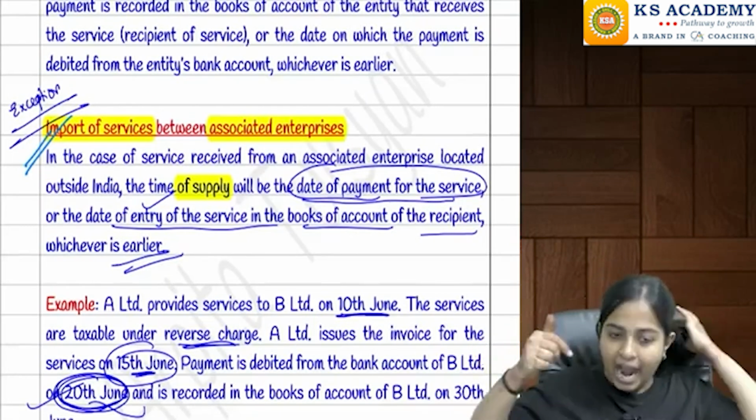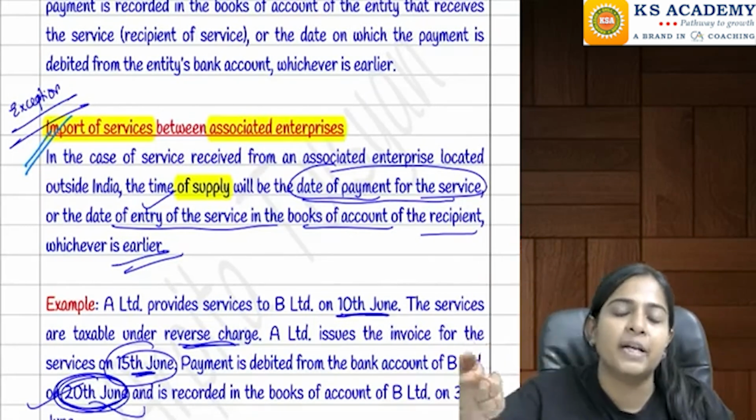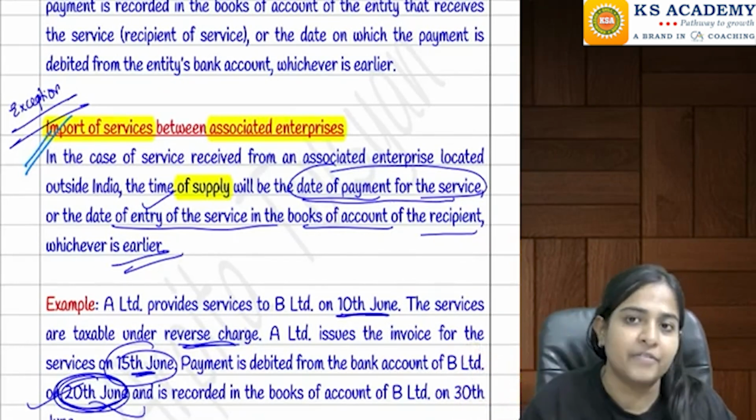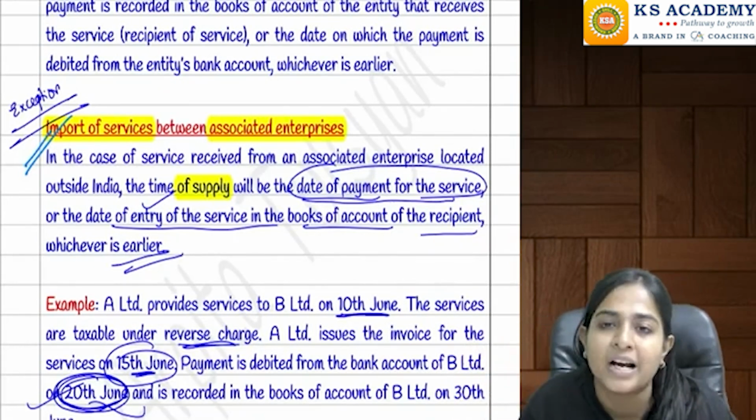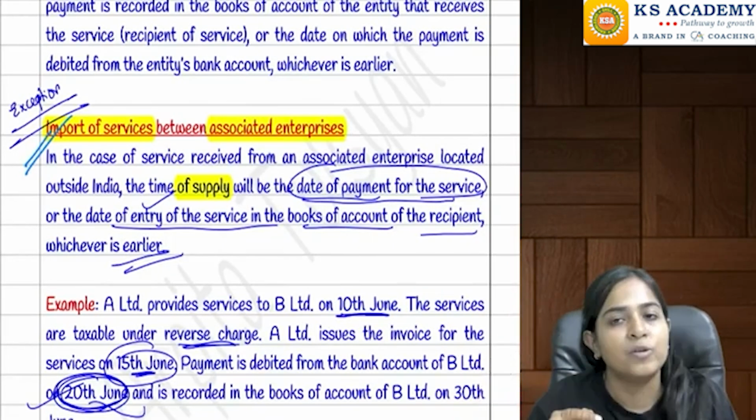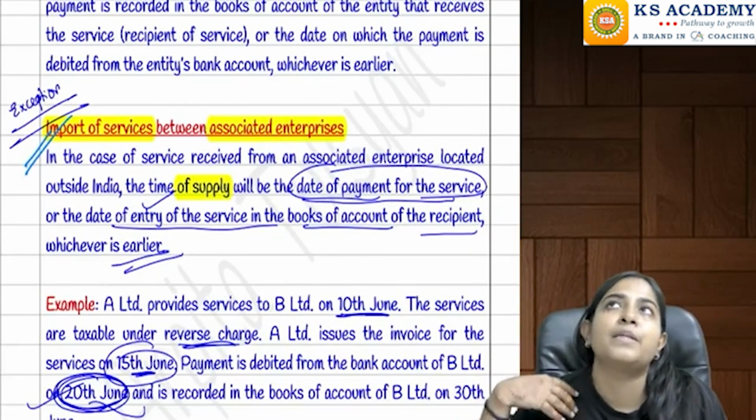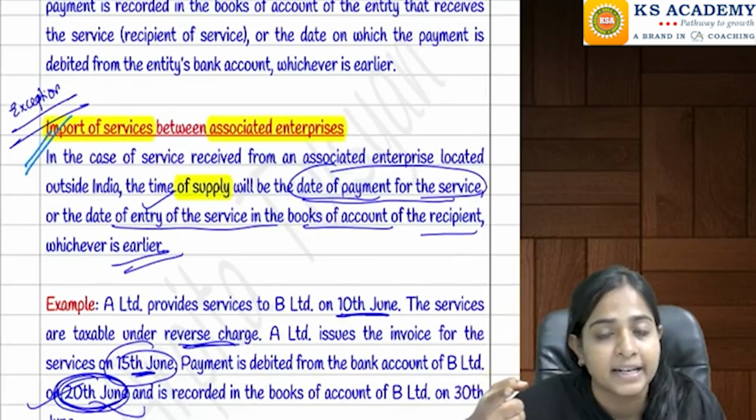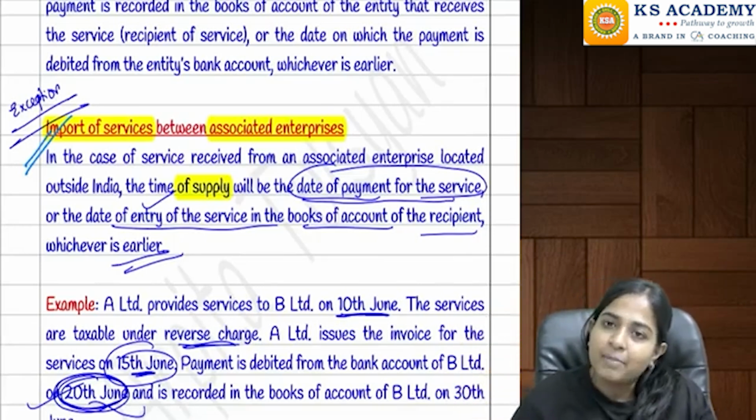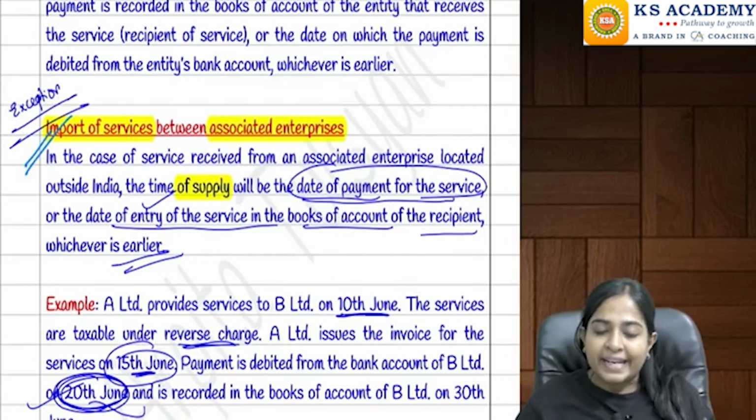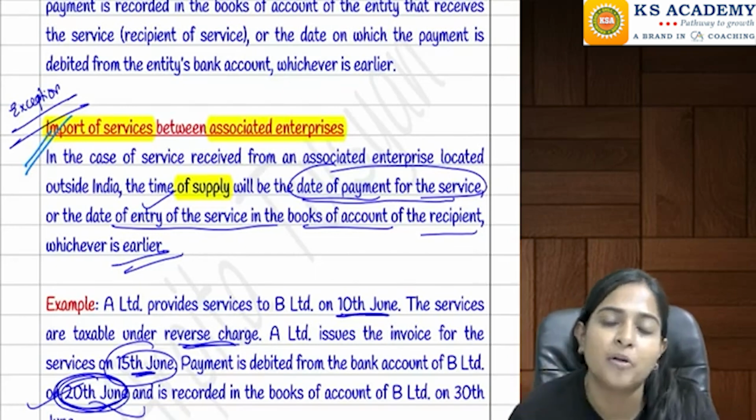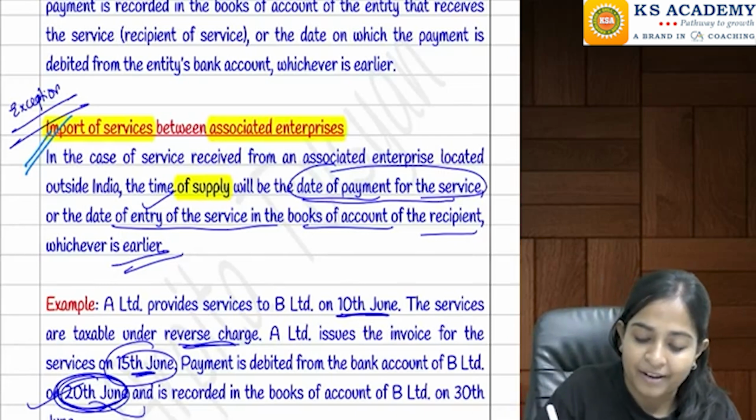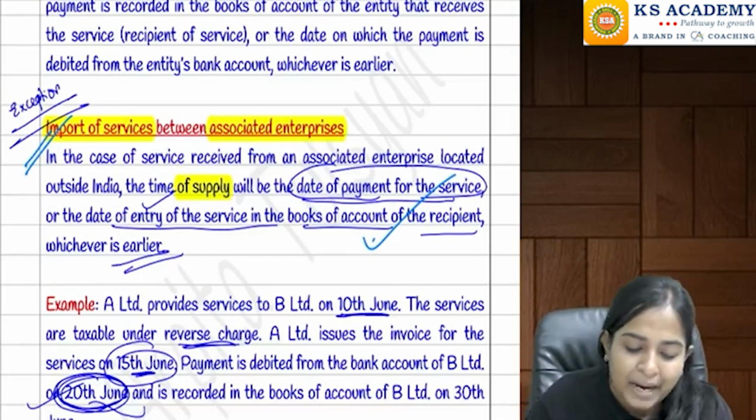Okay, now let's say I am here in India, my associated enterprise is located outside India. I am receiving some service from an associated enterprise located outside India. I am the service recipient, that person is the service provider. Since the service provider is located in a non-taxable territory, can we say your reverse charge mechanism will be applicable? So, time of supply in this case will not be calculated as per the normal time of supply. Here they have specifically given you time of supply will be the date of payment for the service.